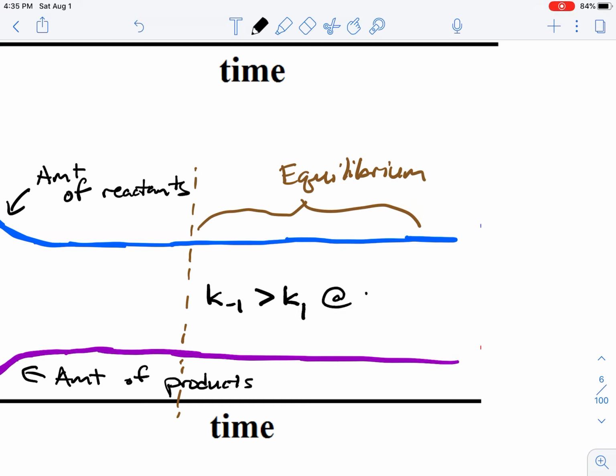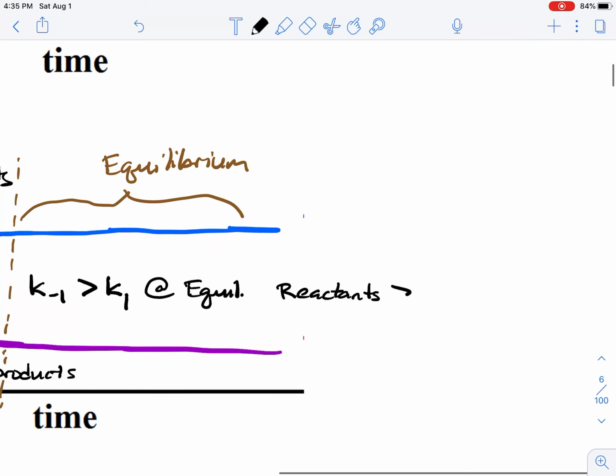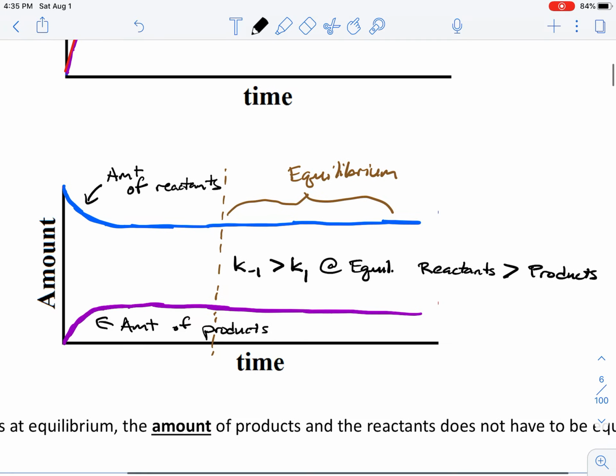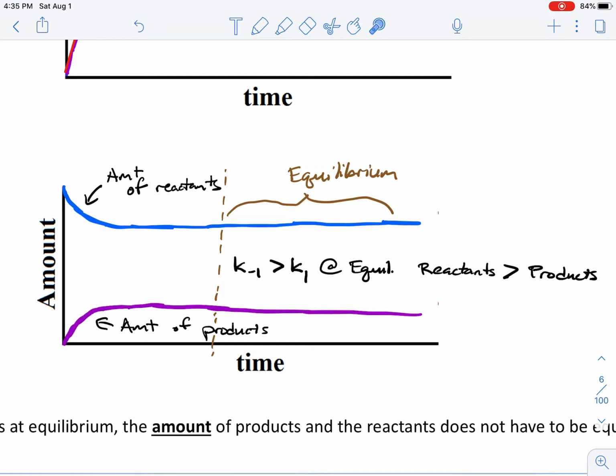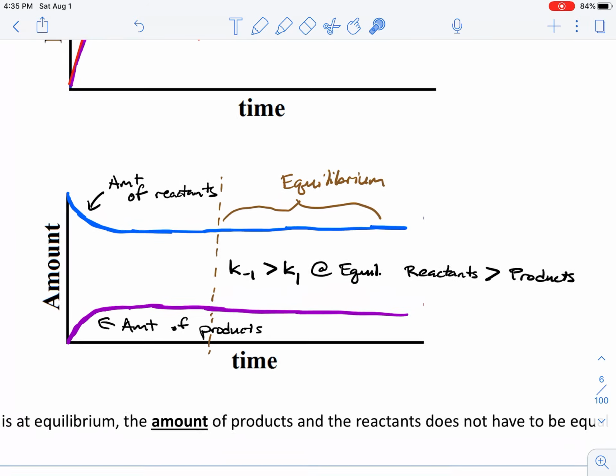And so at equilibrium, the amount of reactants is going to be greater than the amount of products, which is once again described by this graph. So notice that the blue line represents reactants, and I can go ahead and trace it back to here. So that point is much higher than this point. Okay, and the purple line represents products.